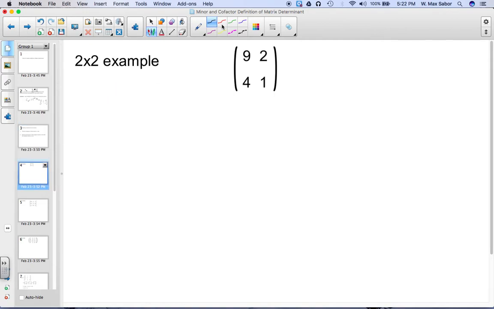Here is a very straightforward example. The minor 1, 1 is looking at this, eliminating that, and then, okay, what's the determinant of this matrix? Well, it's just 1. Now, let's look at this. Eliminate what's left. What's the determinant of this matrix? That would be 4. So those are the minors of a single row.